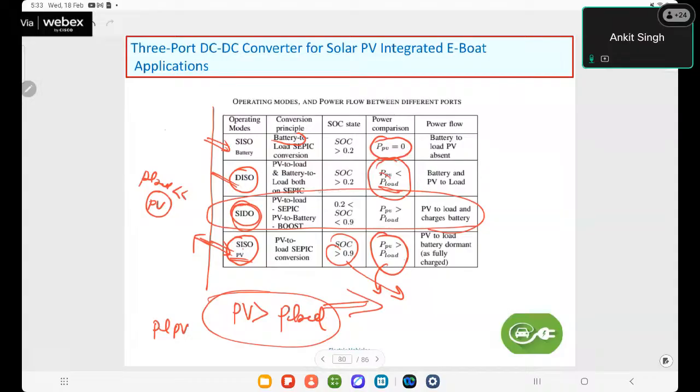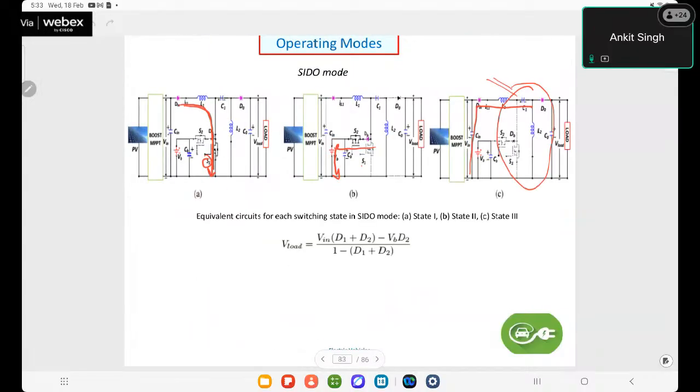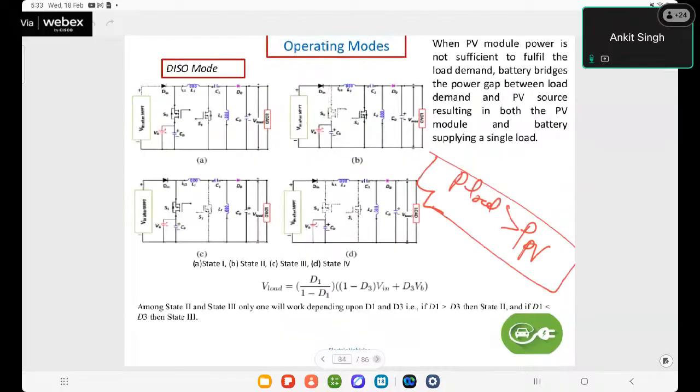So both battery and PV are supplying when P load is greater than PPV. If you want to understand its operation, we can see here in the DISO mode. So DISO mode is dual input, single output.